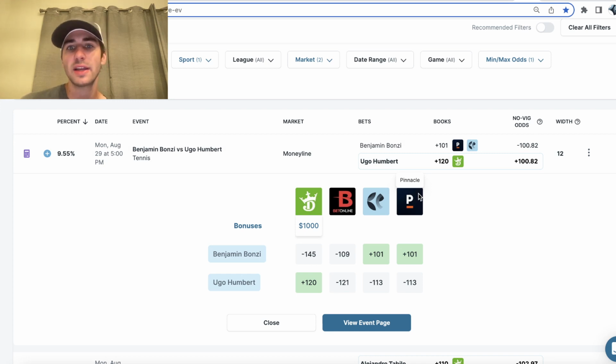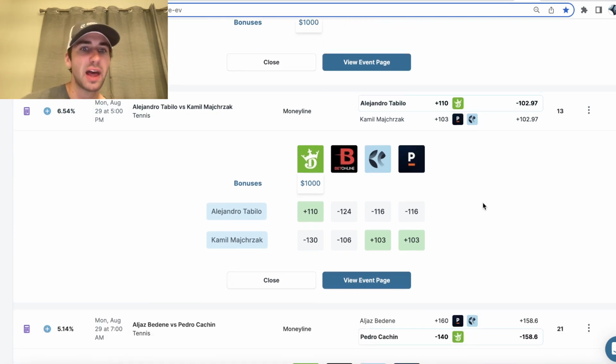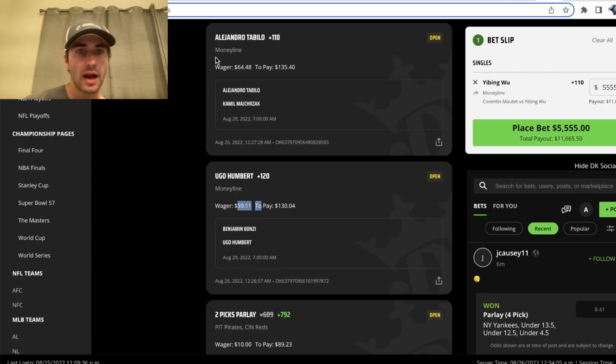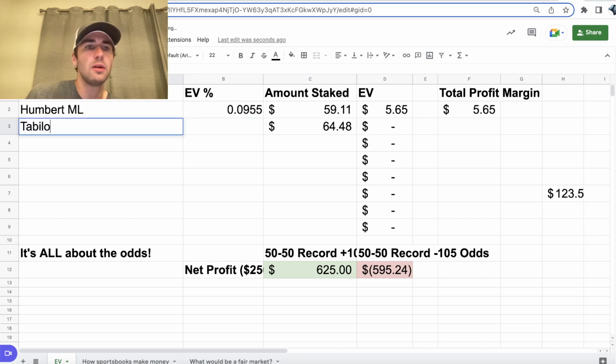And the same strategies of looking for value in the odds, whether you're betting on the US Open, any other tennis match, or sport in general, is you're always looking for value. So the second play I have is Alejandro Tabilo on the money line. I took him plus 110 on DraftKings. So you can see that right here, 64.48. So I have 64.48 on Tabilo money line.